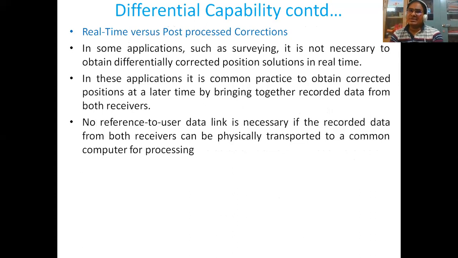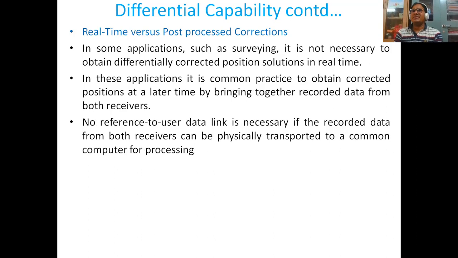And real-time versus post-processed corrections. In some applications like surveying, mostly used by the surveyors, that is civil engineers, it is not necessary to obtain the differentially corrected position solutions in real time. In these applications, it is common practice to obtain the corrected positions at a later stage by bringing together the recorded data from both the receivers. And here, no reference to user data link is necessary if the recorded data from both the receivers can be physically transported to a common computer for processing.